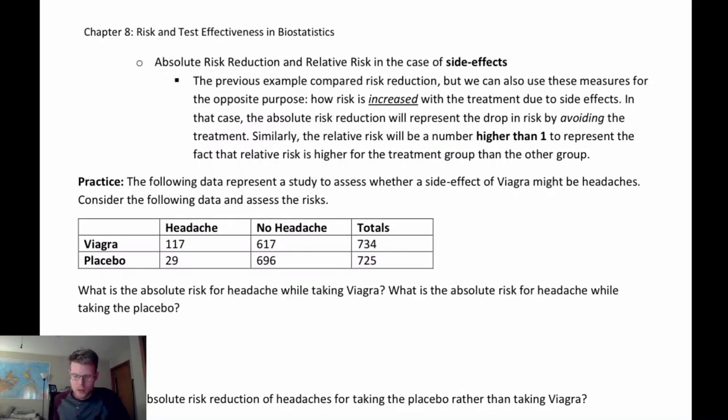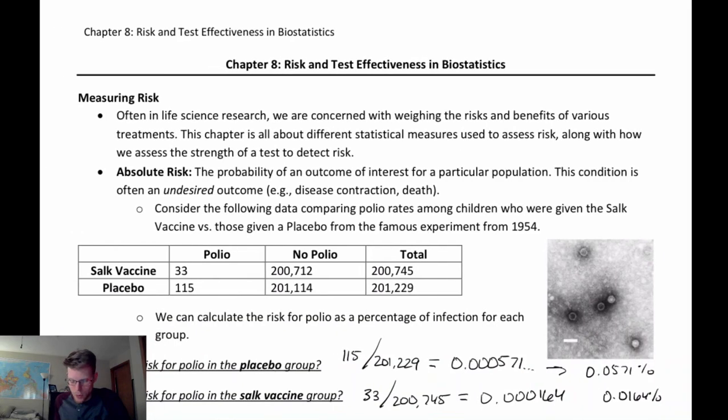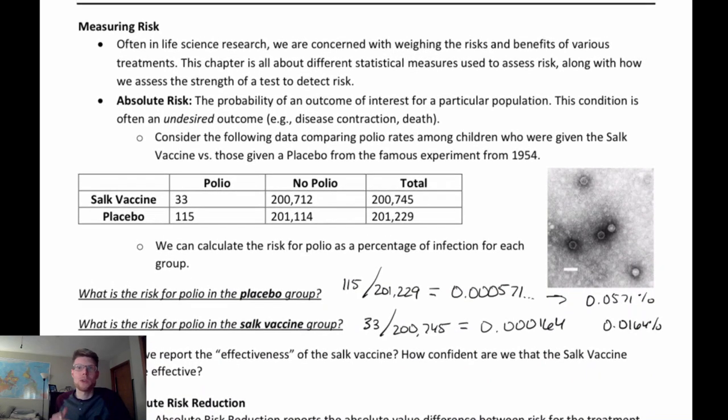All right, so we could also use absolute risk reduction and relative risk in the case of comparing side effects of a particular drug. Over here, what we're doing is comparing the risk of something bad happening, and the agent is something that is supposed to prevent it. So basically, we're deciding, is this agent actually preventing this bad thing from happening?